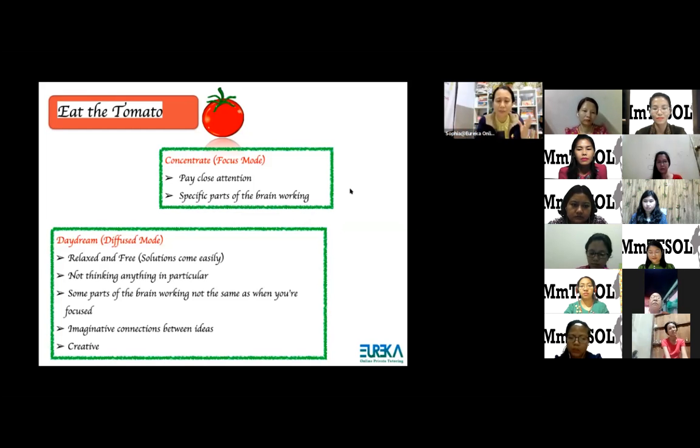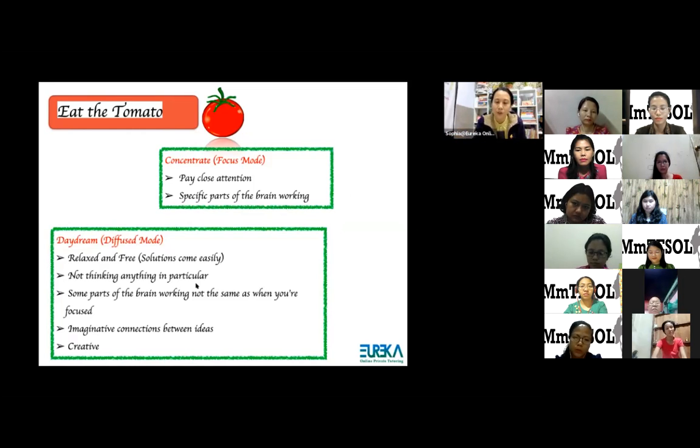You are not thinking about anything in particular, but you are just enjoying the present moment, and yet your mind is also wandering, and you are thinking about a lot of things, right? And in that situation, you become creative, imaginative. You can connect different ideas together.